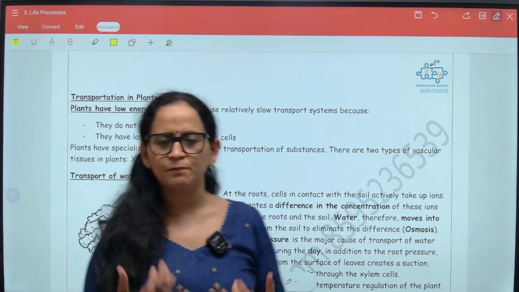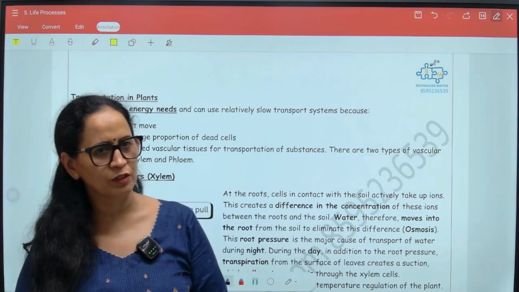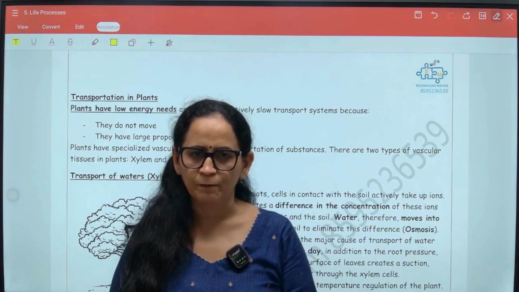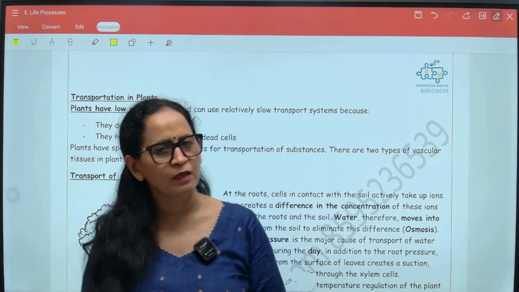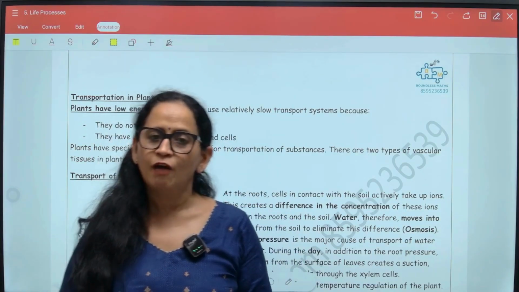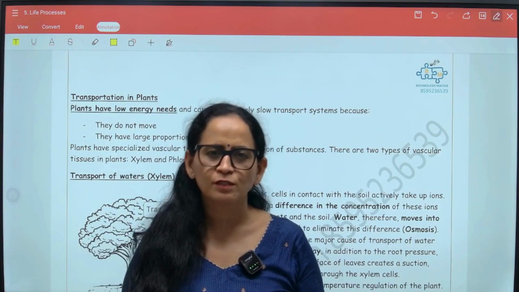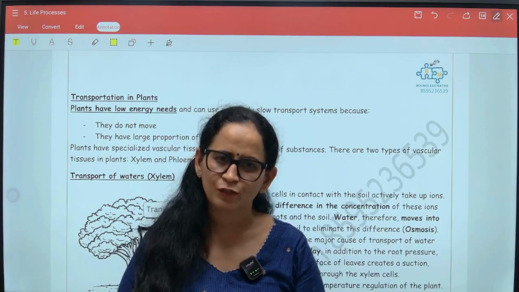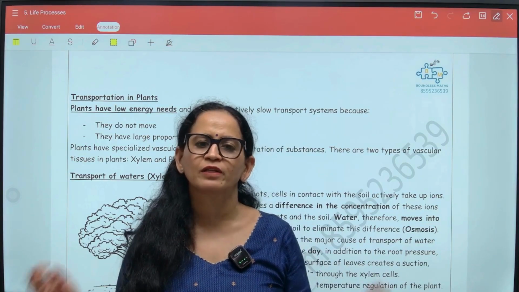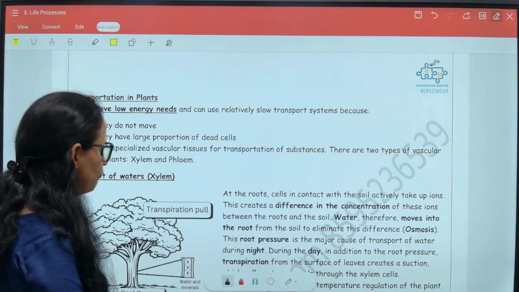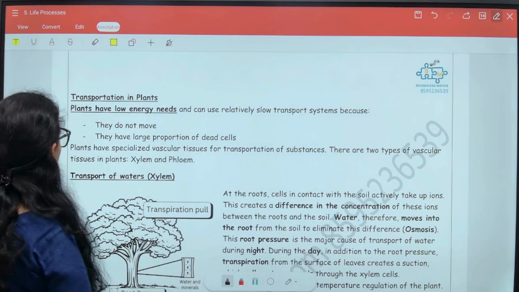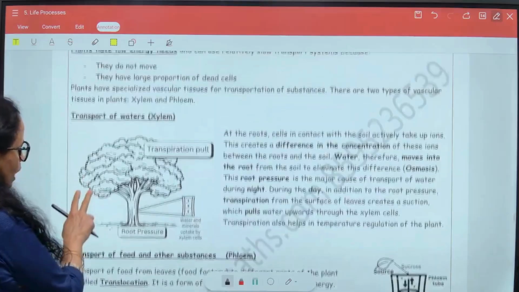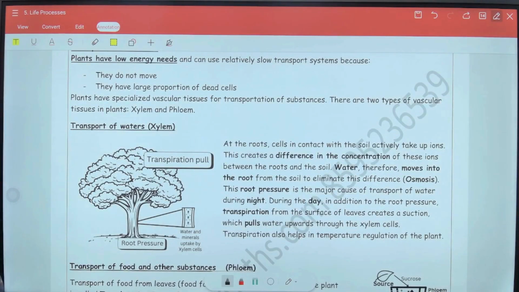Now what are the substances that really need to be transported in plants? The first one is water. From the roots to all parts of the plant, water has to be transported. After the leaves prepare food using the process of photosynthesis, the prepared food also has to be transported to different parts where it is stored in the form of edible food, right? So first we look at transport of water, how the transport of water works in plants.